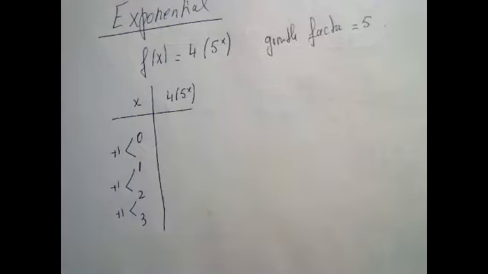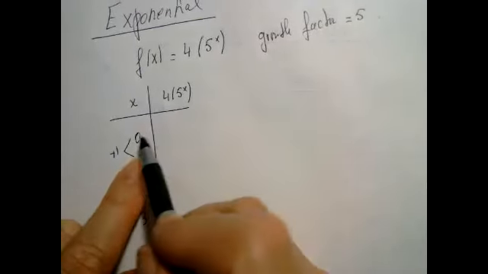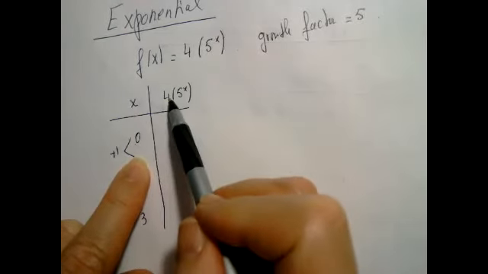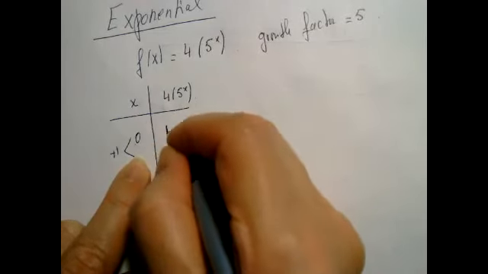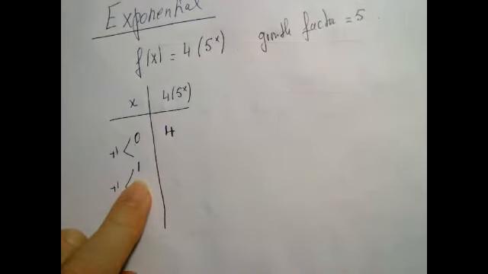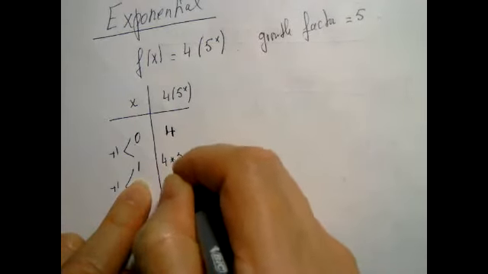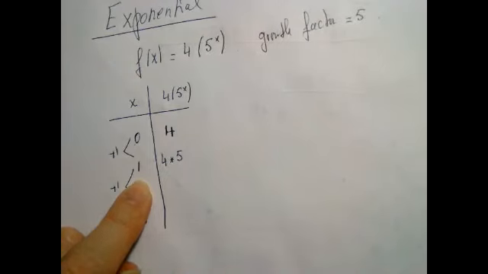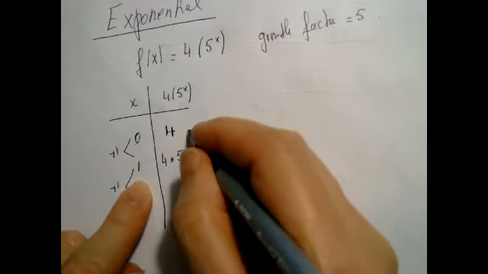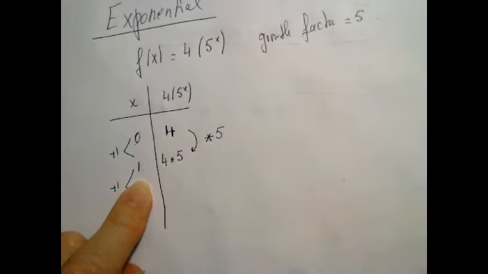In linear, when x increases by 1, we added 5 to the y value. Now let's watch what's going to happen here. If x is 0, that's 4 times 5 to the 0, which is a 4. After 1, what is the output at 1? It's 4 times 5. We multiplied by 5. It means from here to here, we are multiplying by 5.